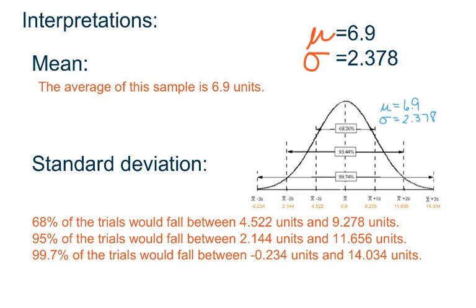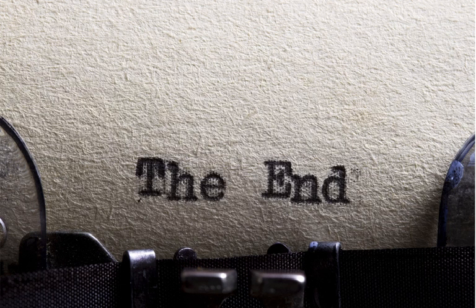All right, and then the way that we interpret the standard deviation is exactly the same as the way that we did it for the data list. So 68% of the trials would fall between 4.5 and 9.3 units. 95% would fall between 2.1 and 11.7, etc. And that concludes how to calculate standard deviation by hand for both a probability distribution and a list of values.